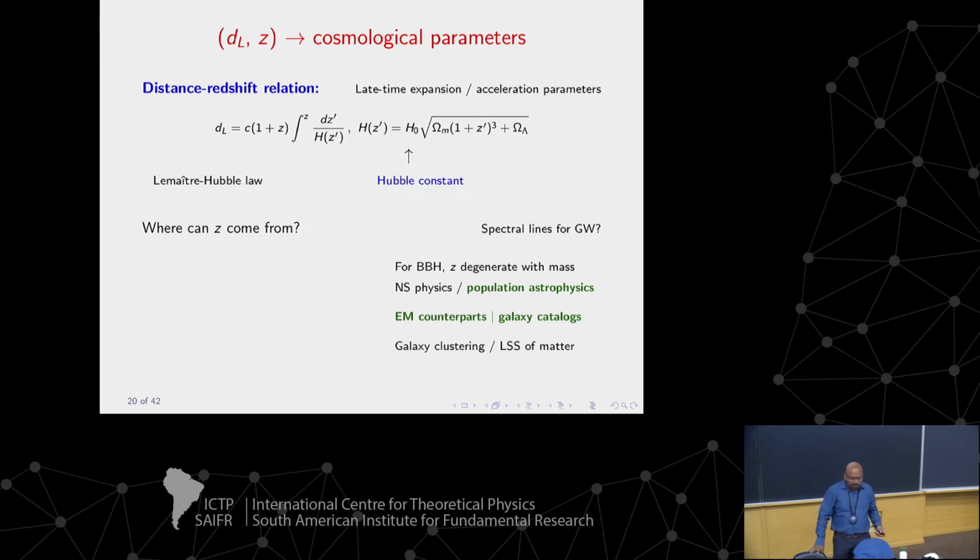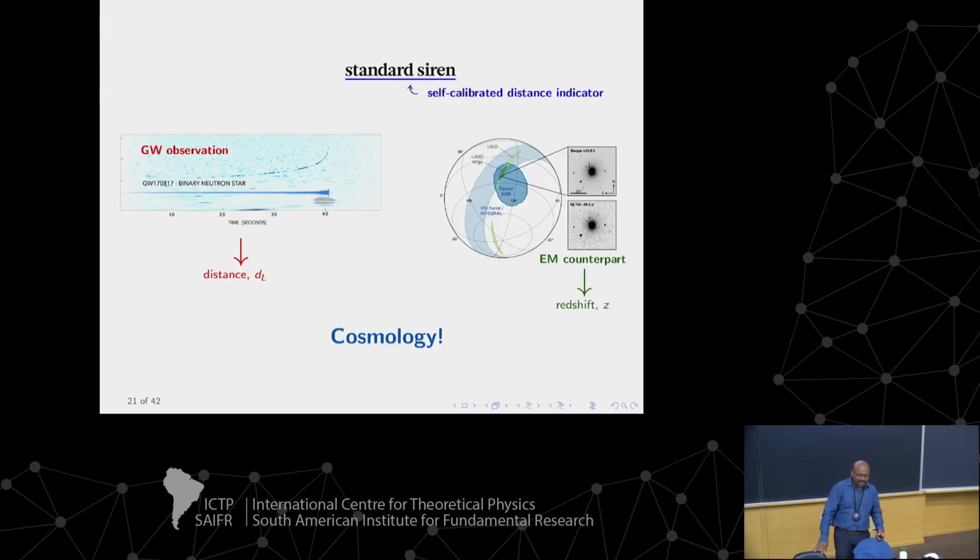But let's talk about bright standard sirens first. A clean measurement: distance from the gravitational wave observation, and redshift from the electromagnetic counterpart or the host galaxy associated with the electromagnetic counterpart, gives us cosmology.